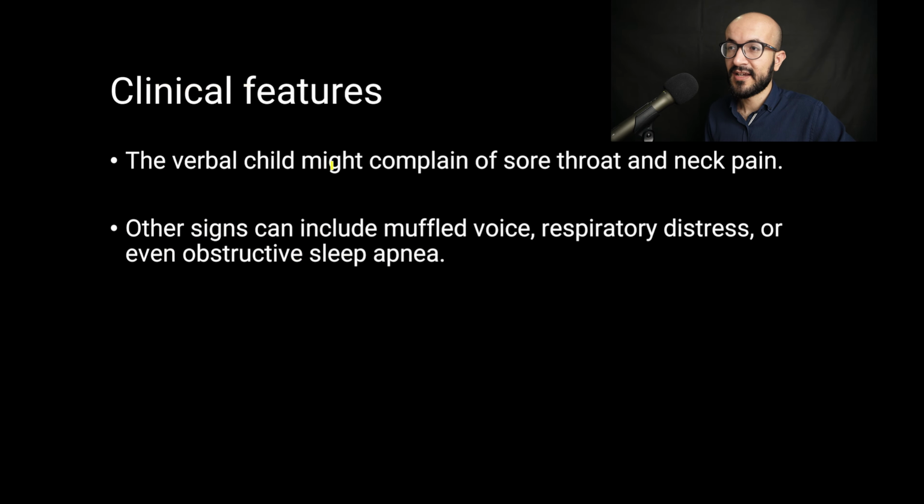Now, the verbal child might complain of sore throat and neck pain, and other signs can include muffled voice and respiratory distress, meaning the patient will be tachypneic. They are sitting in a tripod position and using their accessory muscles of breathing, and they may also have retractions, intercostal or subcostal retractions, or even obstructive sleep apnea.